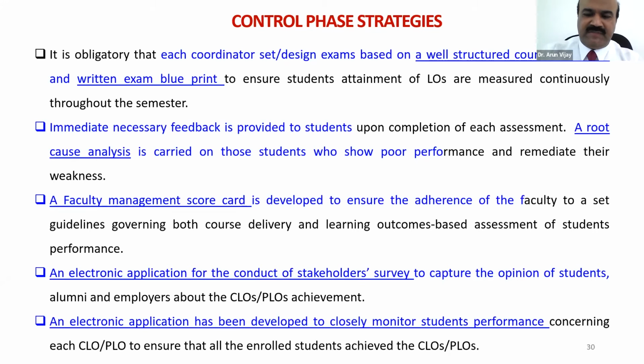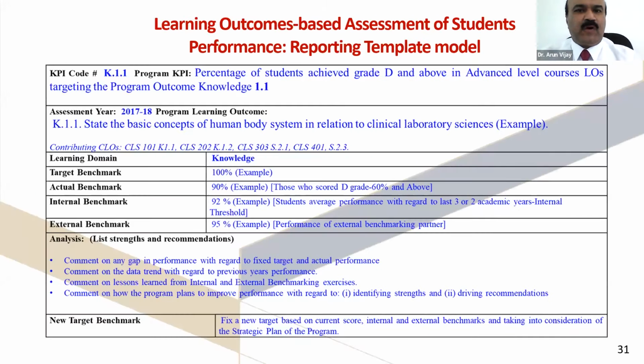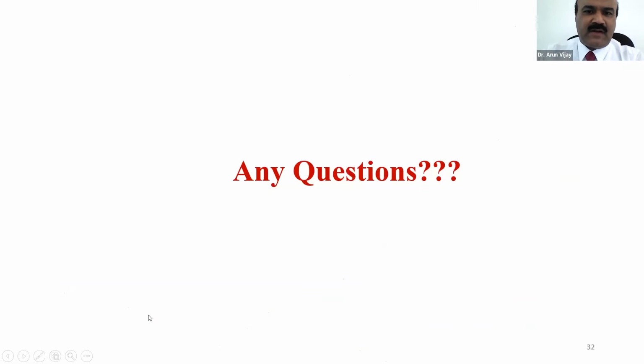It's automation. We did it. This is our reporting template of the learning outcome. How we report each KPI, the learning outcome converted into KPI. We have target, example I provide, actual benchmark, actual performance, internal threshold, comparison with 2 to 3 years, external partner. Then the analysis: we see the gap, we see the trend, we see the lessons learned from the partner, and we improve it. Finally, the new target benchmark. What is our new target for the future? So this is a reporting template.